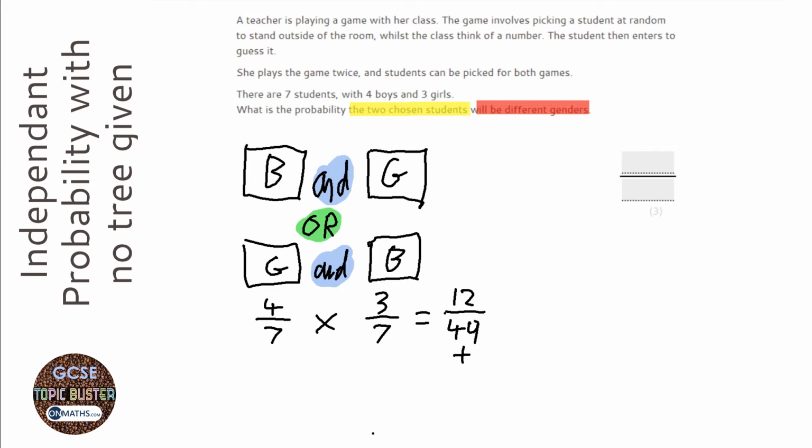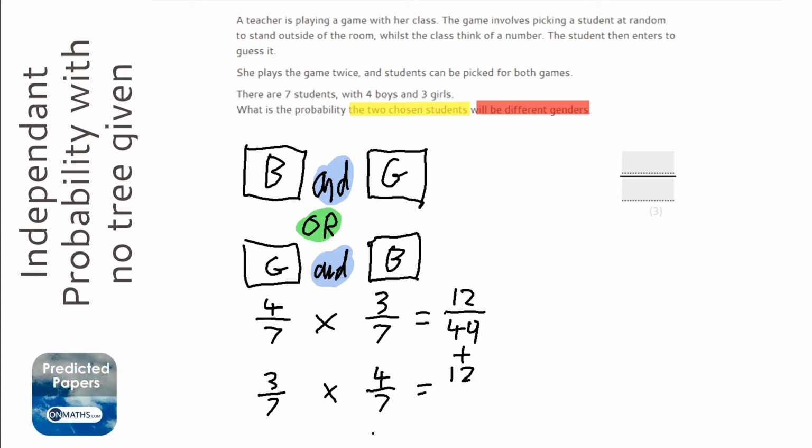Now, we're going to do the same thing again. Girls is going to be 3 over 7. And boys is going to be 4 over 7. Which again equals 12 over 49. So we've got our 2 values here. So we've got these 2, but we need to add them together.